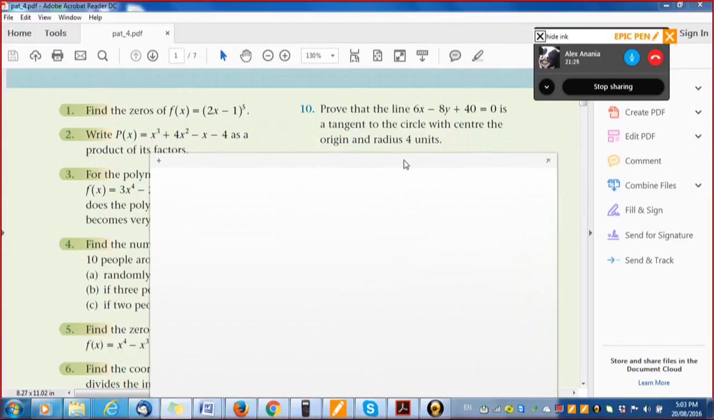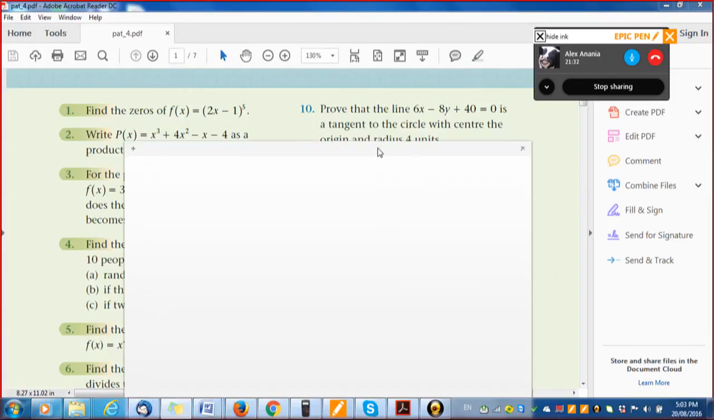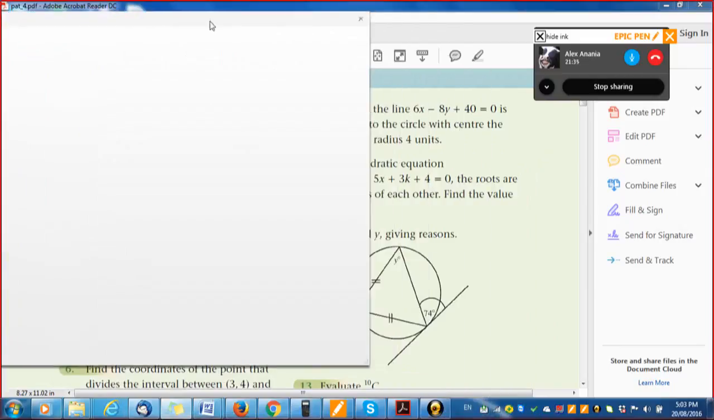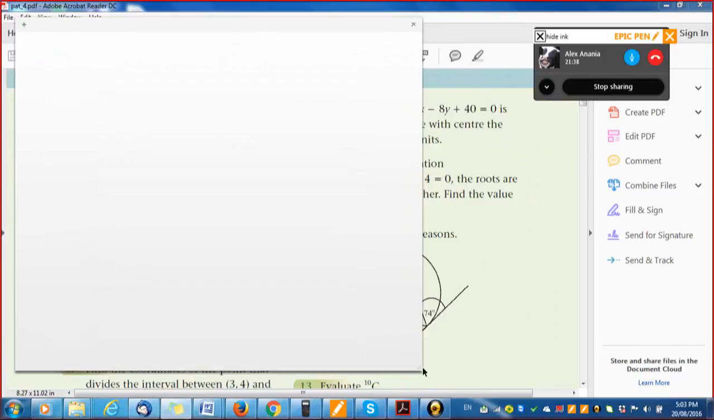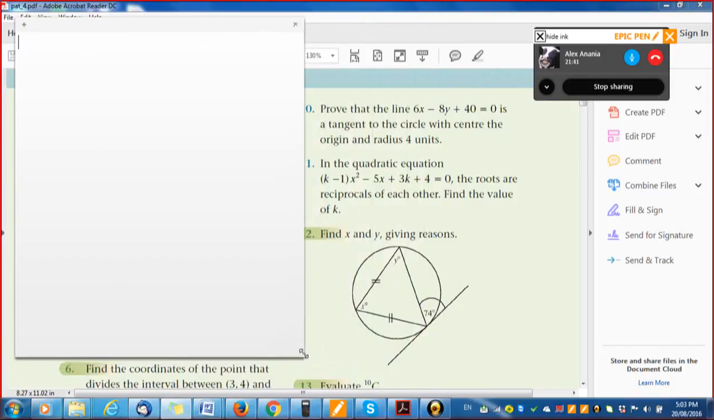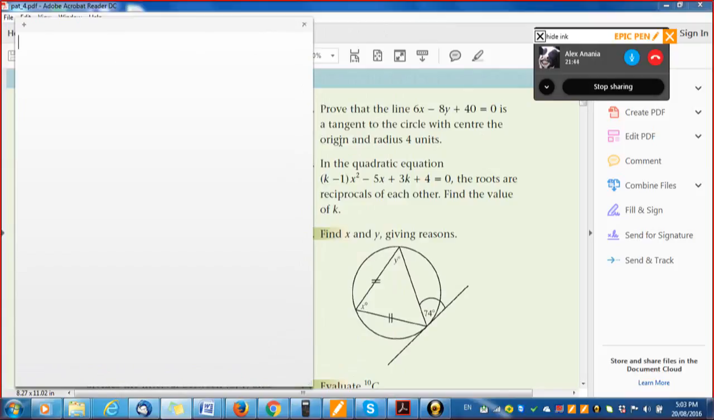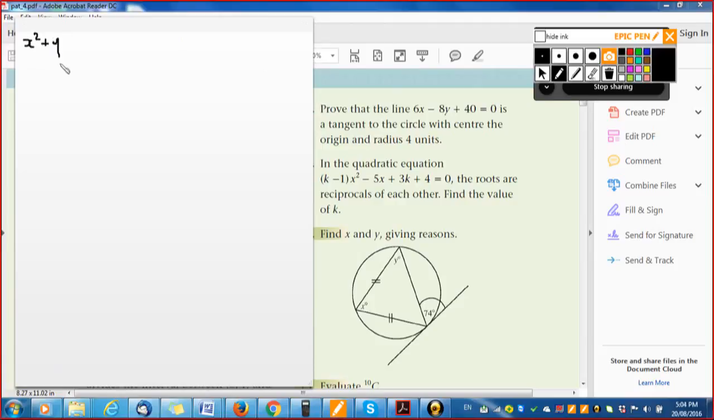Prove that the line is a tangent to the circle with the center origin and radius 4 units. Now, for a circle to have the center at the origin and the radius 4 units, what's the equation? y squared plus x squared equals 16. So the equation of that is x squared plus y squared equals 4 squared, which is 16. And then you've got the line, which is 6x minus 8y plus 40 equals 0.